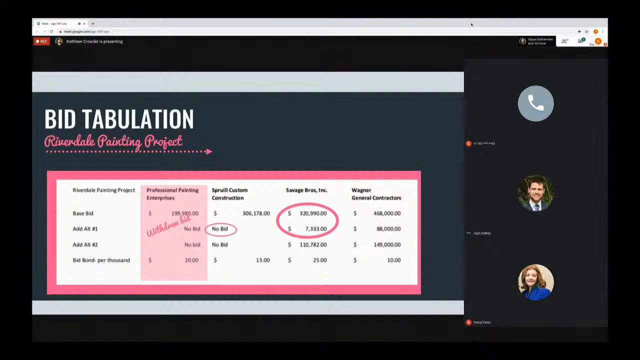which would be painting of the newer building, or the A building, at this time. We did have three respondents to this bid. Professional Painting Services did withdraw their bid. Sproul Construction did not bid at alternate number one, which is something that we are going to recommend. That's the main reason we are recommending to award the bid for base bid and add alternate number one to Savage Brothers. As Mr. Manuel mentioned, this project would be funded with the GMSD General Fund as it does not meet Shelby County's definition of a capital improvement project. And that's all I have, Ms. Luter. I'm going to turn it back over to you, and I will be available if the board has any questions.